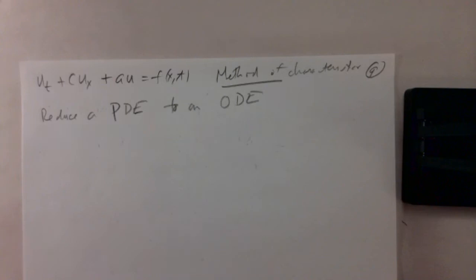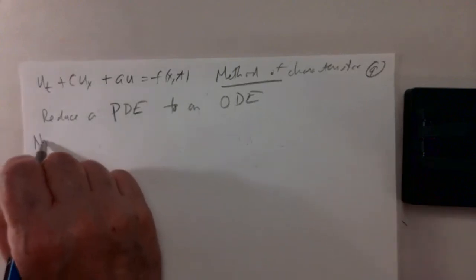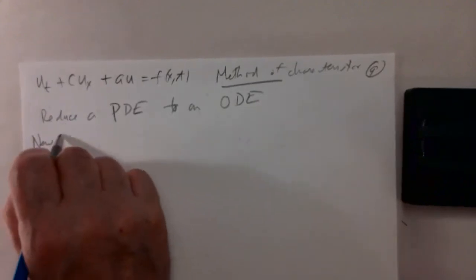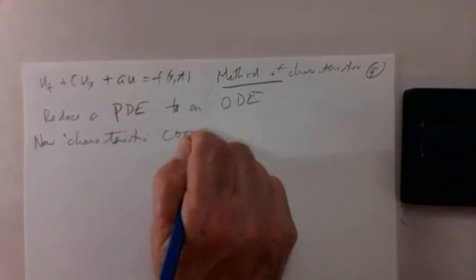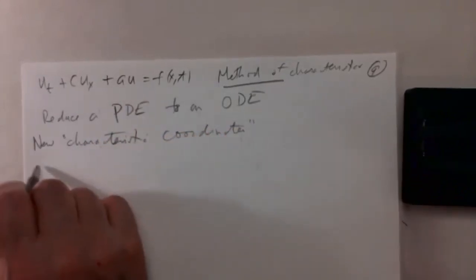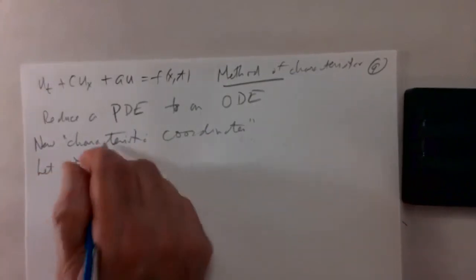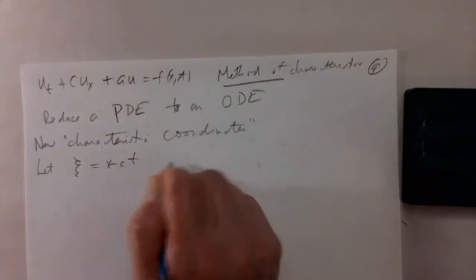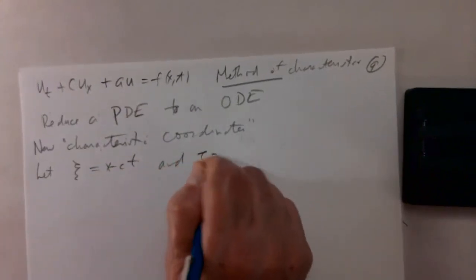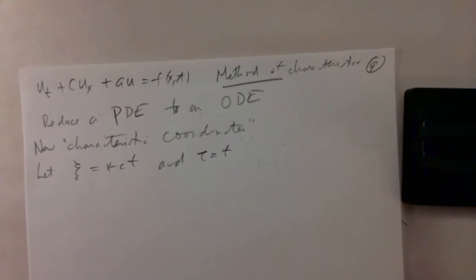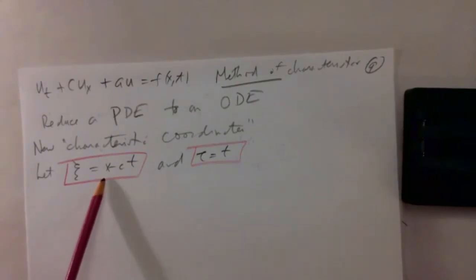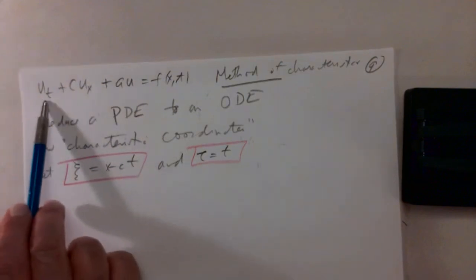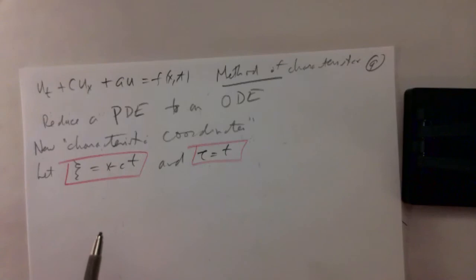And the new coordinates we introduce are the following. So these are so-called characteristic coordinates. We let xi, it's a Greek letter, be equal x minus ct and tau equal to t. Remember, we saw how x minus ct played a central role in just the simple equation ut plus cux equals zero.